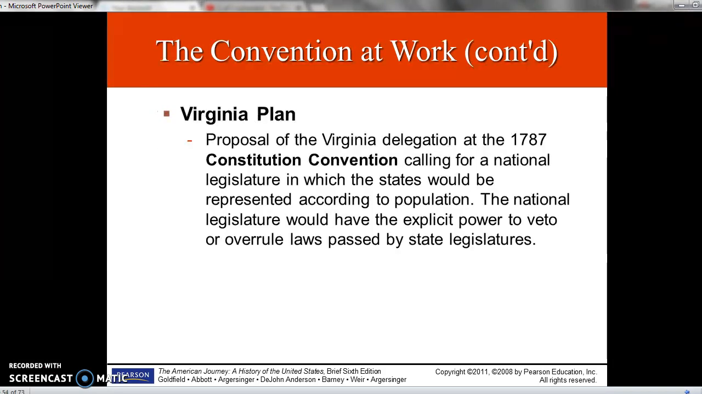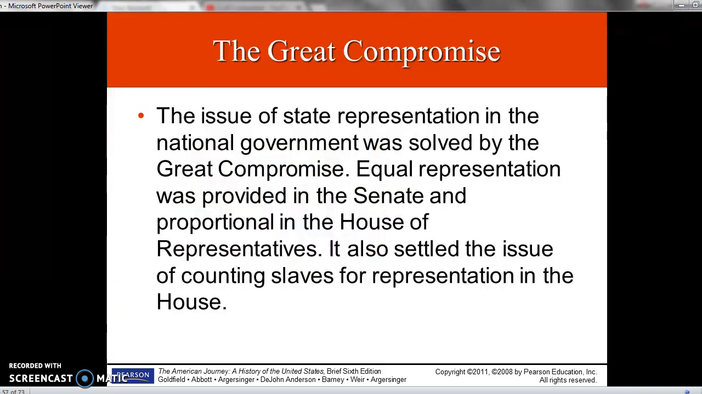So then comes along the Great Compromise. Okay. So they said we're going to have equal representation provided in the Senate. Each state gets two senators.